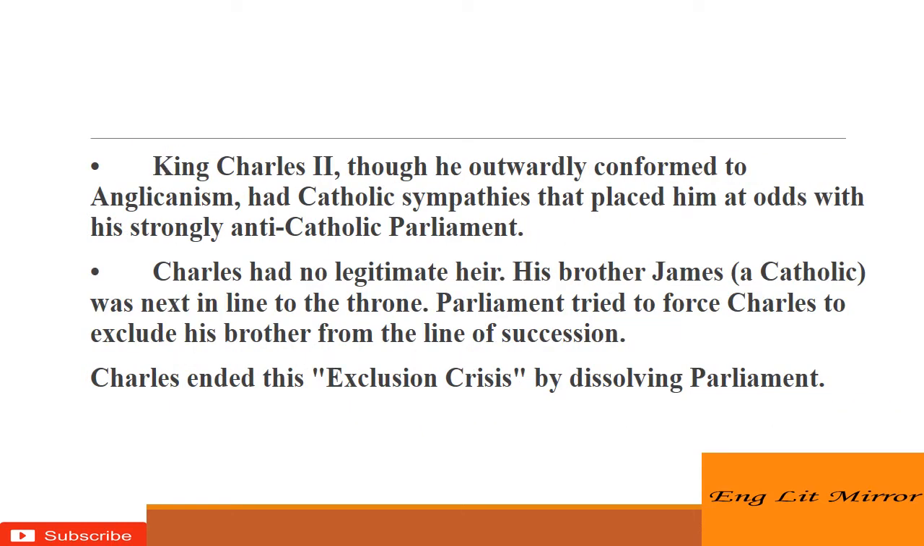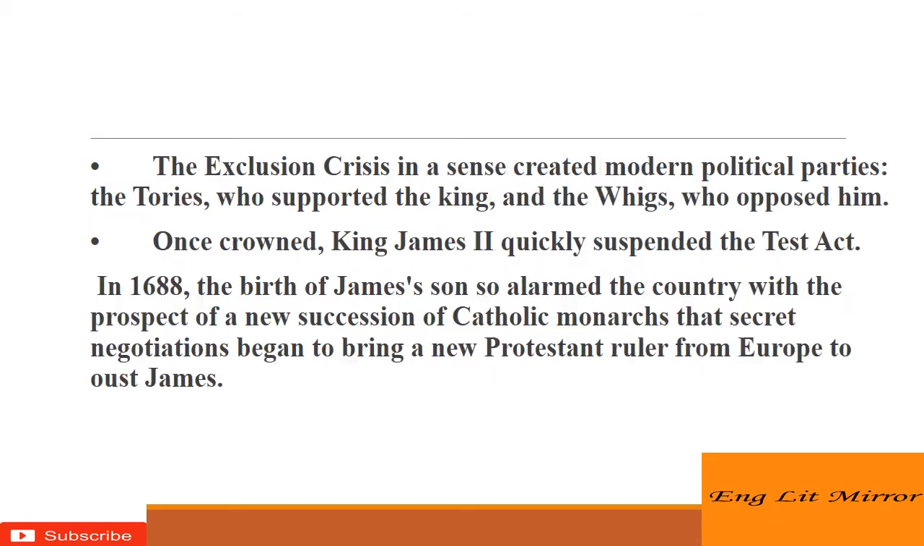King Charles II, though he outwardly conformed to Anglicanism, had Catholic sympathies that placed him at odds with his strongly anti-Catholic Parliament. Charles had no legitimate heir. His brother James, a Catholic, was next in line to the throne. Parliament tried to force Charles to exclude his brother from the line of succession. Charles ended this exclusion crisis by dissolving Parliament.